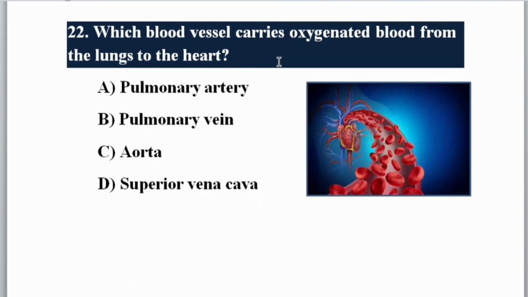Which blood vessel carries oxygenated blood from the lungs to the heart? So here the right option is pulmonary vein. Pulmonary vein carries oxygenated blood from the lungs to the heart.